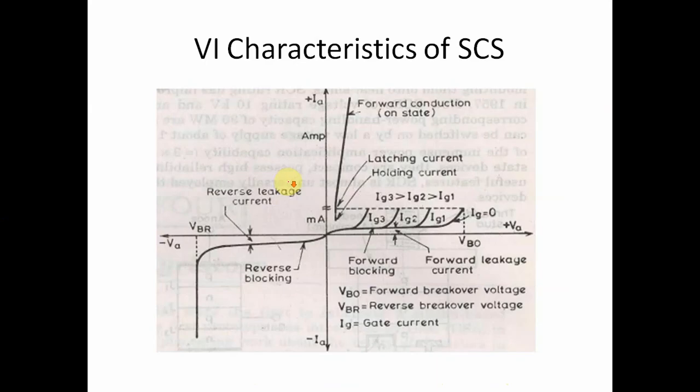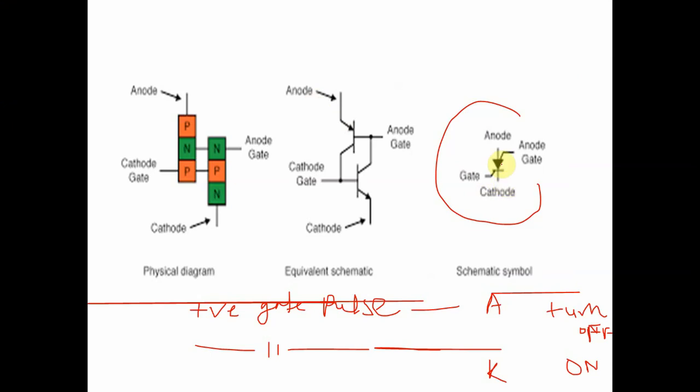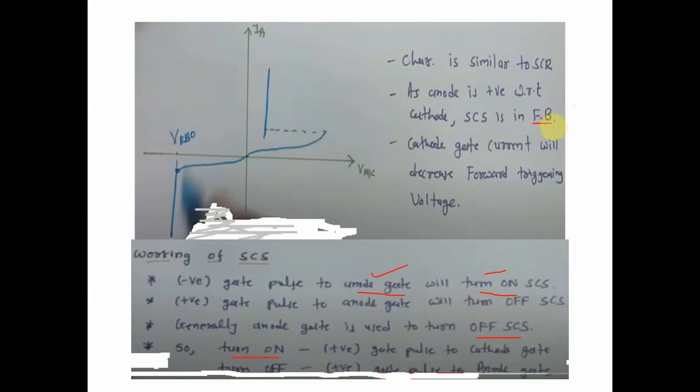The VI characteristics of SCS are similar to your SCR. Here, as the anode is positive with respect to the cathode, SCS is in forward bias.